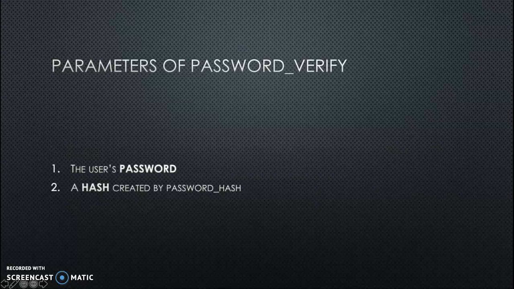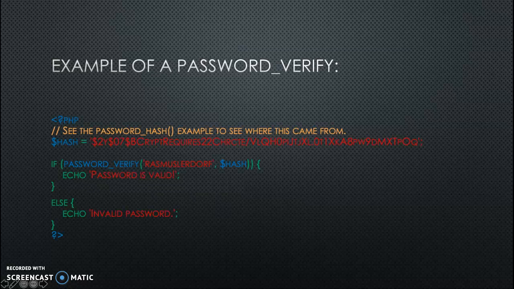The parameters of password verify are 2. 1. The user's password, and 2. A hash created by password hash. This is an example of a password verify function that will be used to verify a hash or password generated using the password hash function. This example will output: password is valid.